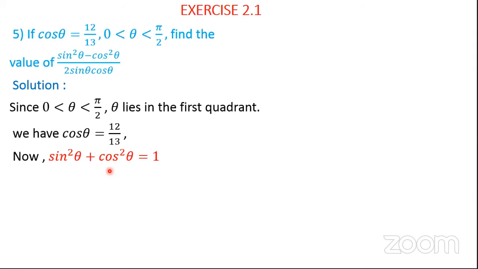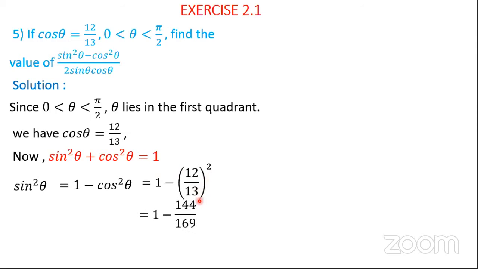Therefore, using this, sine square theta is 1 minus cos square theta. Now substitute the value of cos theta, which is 12 by 13. Therefore, we have 1 minus (12 by 13) square. Simplifying this, we will get 1 minus 144 upon 169, that is square of 12 and 13. And by solving this, we will get the value of sine square theta as 25 by 169.